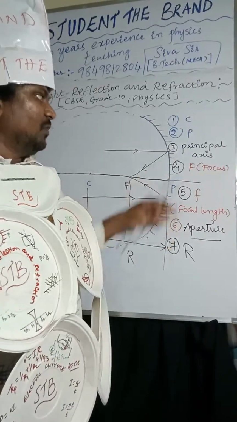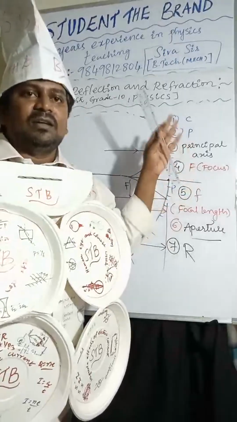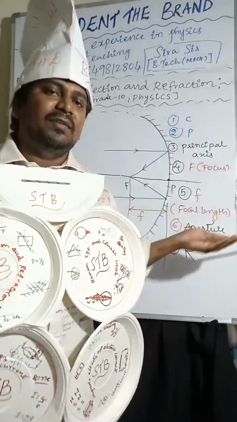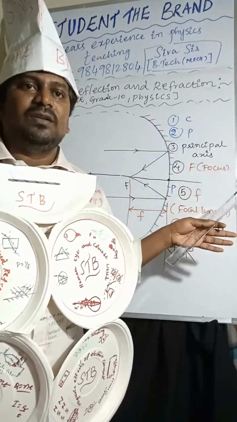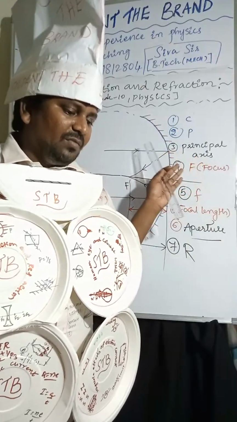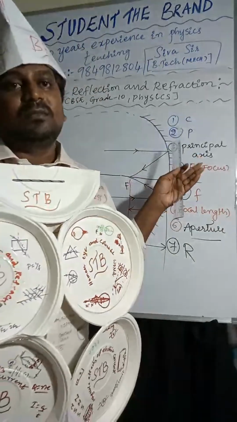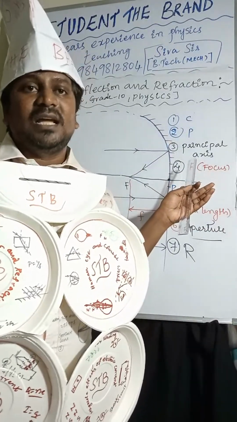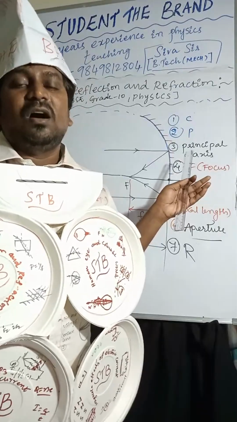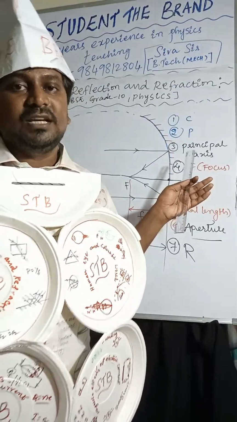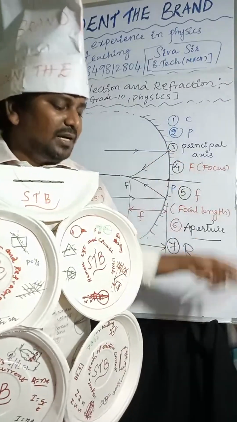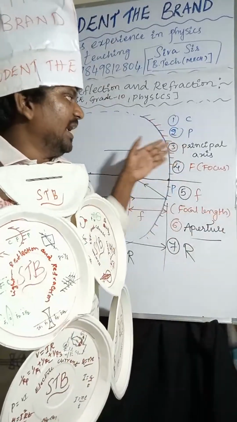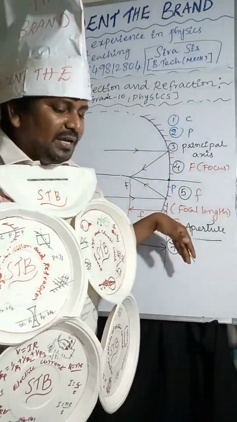So these are the 7 points. Whatever we are discussing, these 7 points will be used in both concave mirror and convex mirror. These terms related to spherical mirror are nomenclature, that is, names. They are center of curvature, pole, principal axis, focus, focal length, aperture, and radius of curvature.